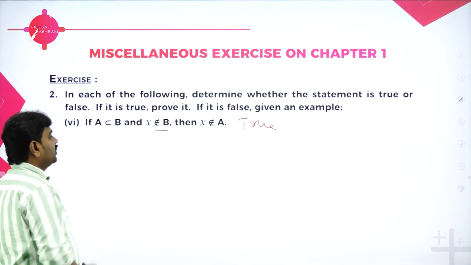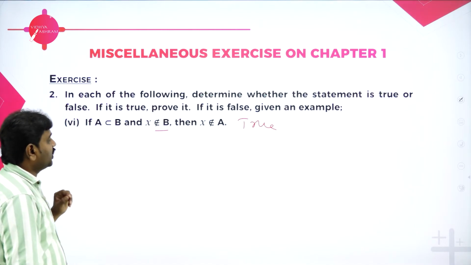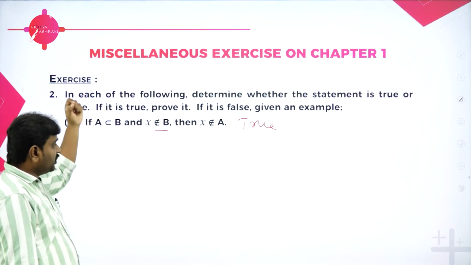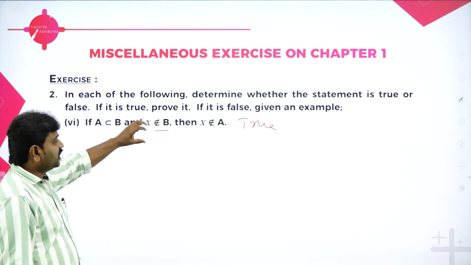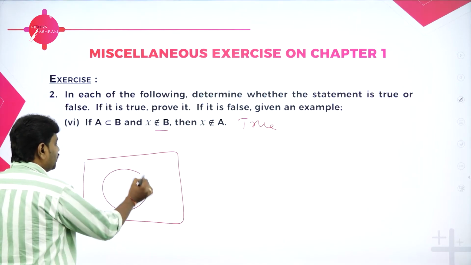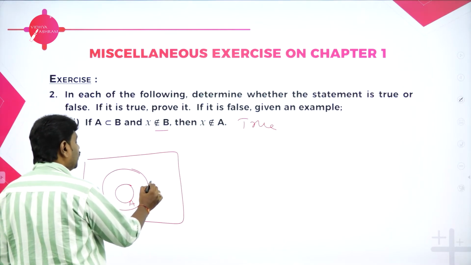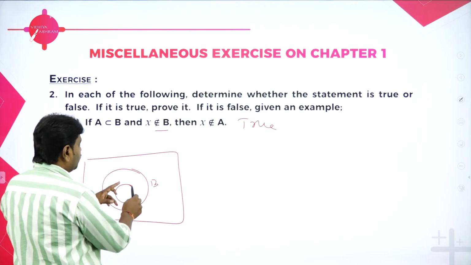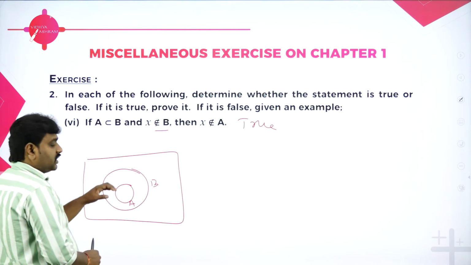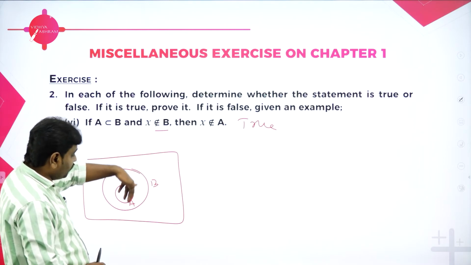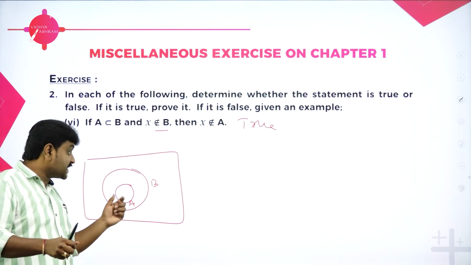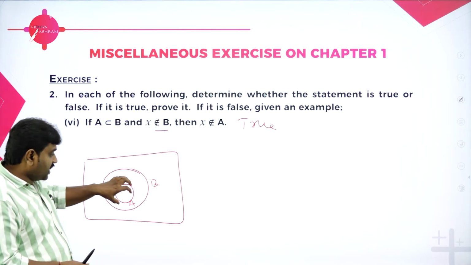If an element is not in B, it should not be in what? A. x belongs to every element: if it is in A, the same element should be in B. If x is not in B, it should not be in A because A is contained in B. If I draw a Venn diagram, this is your B, this is your A. A is contained in B. If something is not in B, it is outside B, which means it will definitely be outside A. All of you understood? A is a subset of B means A is contained in B, a part of A is a part of B.